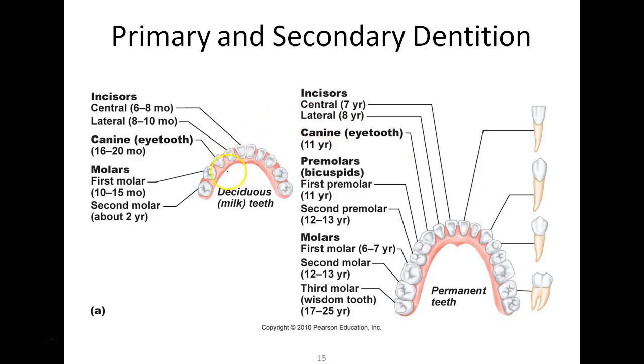In addition, on the left side we see deciduous teeth, also called milk teeth. These deciduous teeth get their name from leaves that fall in the fall. Deciduous leaves come from deciduous trees. They fall out every so often. Well, so do these deciduous milk teeth. This diagram shows a couple of ages where we gain and lose them.